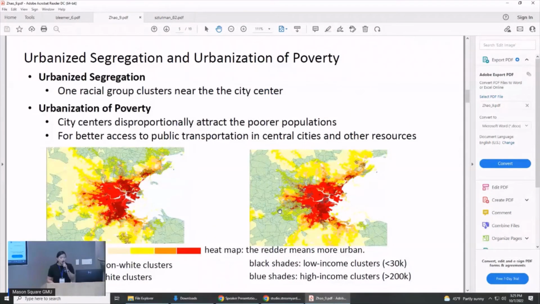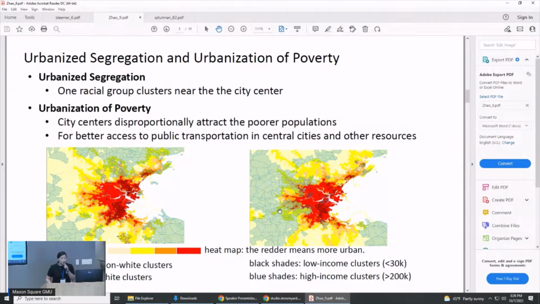However, there also exist limitations in this line of work because the models are usually oversimplified. They're so simple that they cannot reveal some very important aspects of reality. For example, when we talk about segregation, urbanized segregation is also usually observed, where we can see one racial group clusters near the city center. Also, city centers can disproportionately attract poorer populations, which is known as urbanization of poverty. But these effects were not captured by those models.